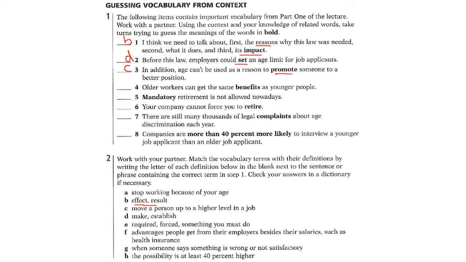Number 4, the benefits. You should know that benefit means advantage. So the correct answer is F. Retiring means stopping work. And in the West, you normally stop work when you are old. So the correct answer is A. If something is mandatory, it means that you do not have a choice. You must do something. So we need answer E. And then for number 7, legal complaints. If you complain, you say that something is wrong or not satisfactory, that you are not happy with something. And the last one, more than 40% more likely, means the possibility is at least 40% higher.